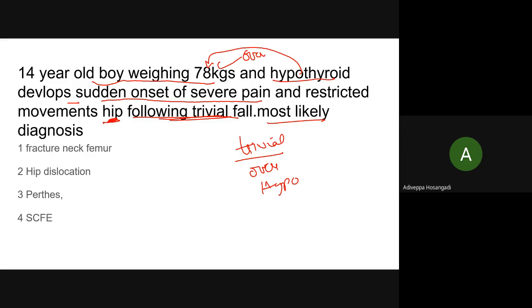Please remember, for a fracture or a dislocation to happen, it should be major or severe trauma. Perthes disease is unlikely because there is no history of trauma. Perthes develops without any history of trauma. So the answer is slipped capital femoral epiphysis.